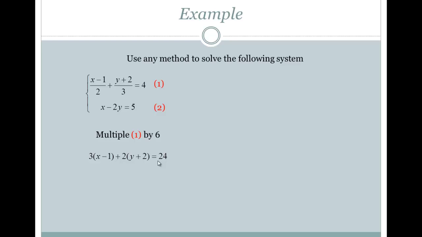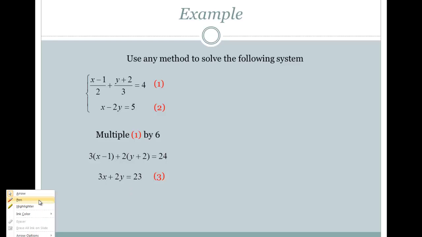Once I do that, what I want to do is simplify this a little bit further, and I can simplify this down to 3x plus 2y is equal to 23. So essentially, equation 1 and equation 3 are the same equation. I've just simplified them. And this one right here is much simpler to use than the one above it. So now I have a system of equations, but instead of using 1 and 2 as my system, I'm going to use 2 and 3 as my system, because 3 is identical to 1.